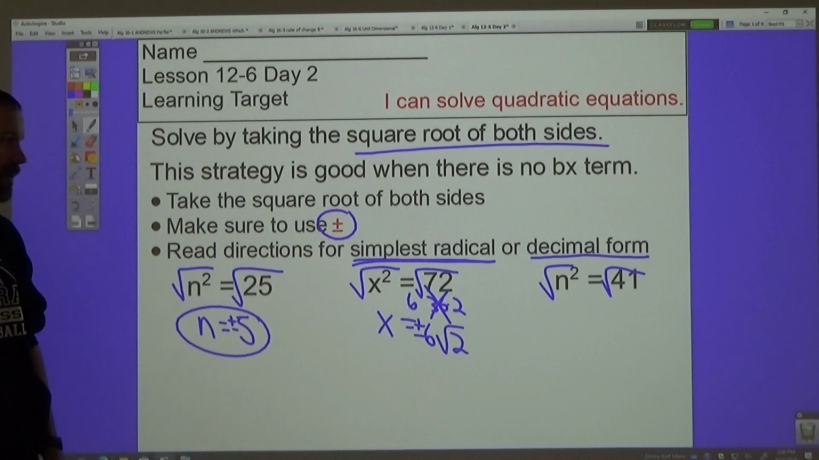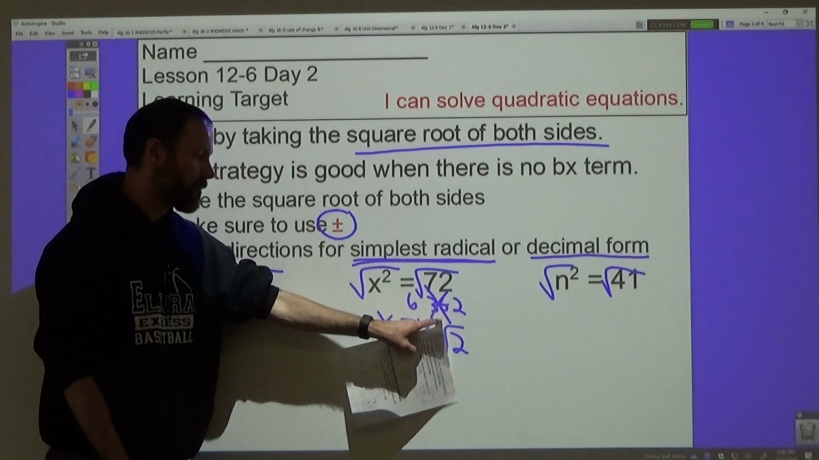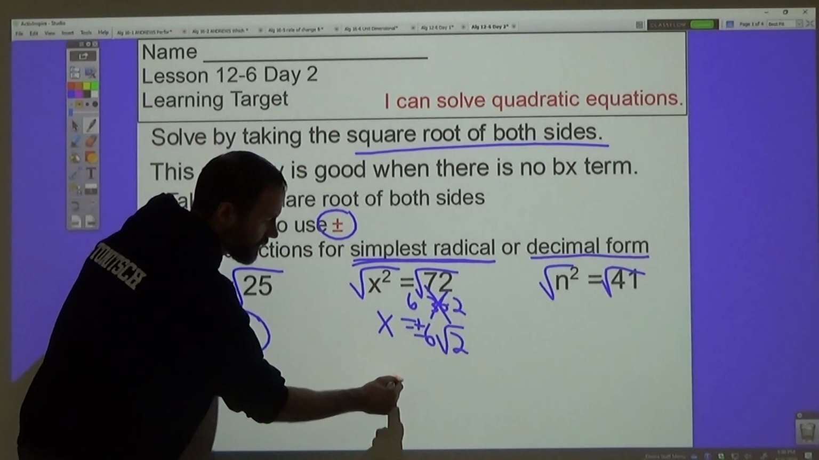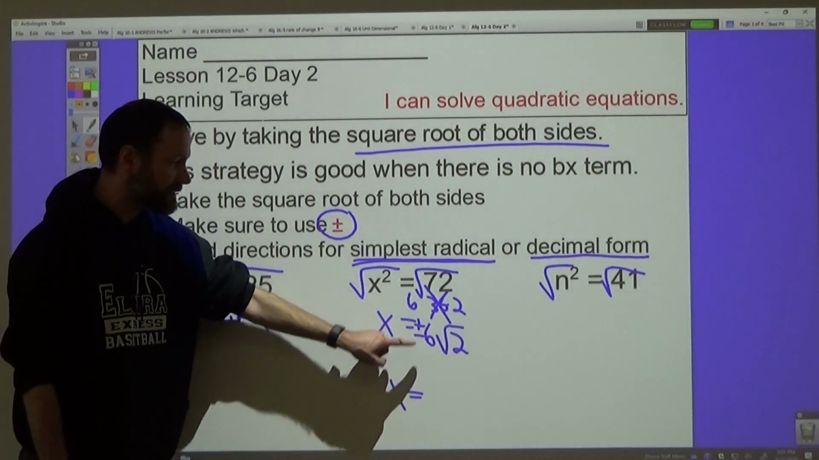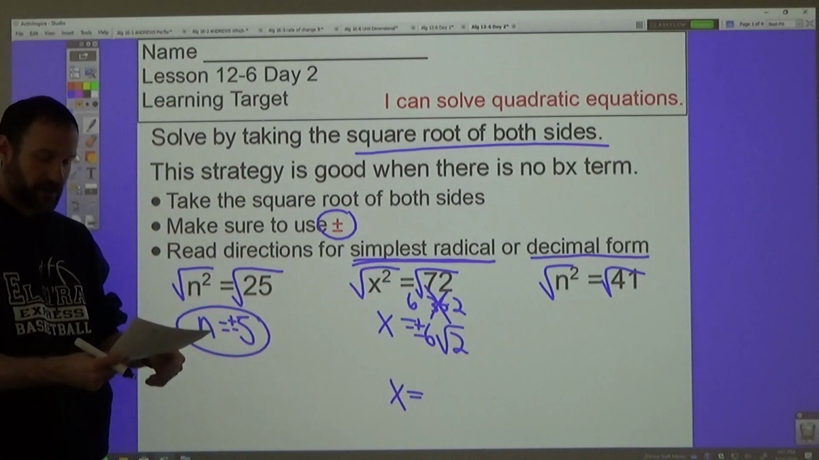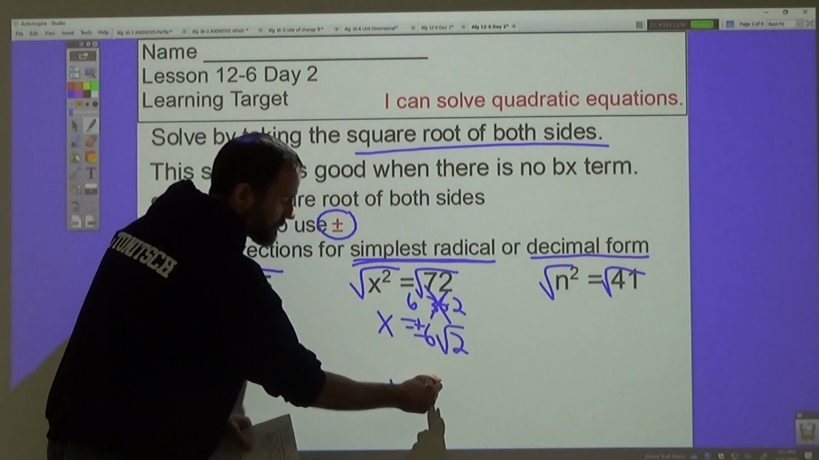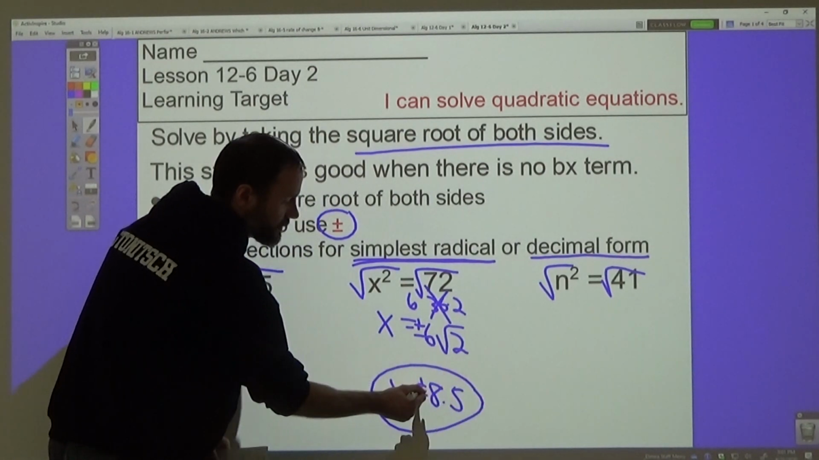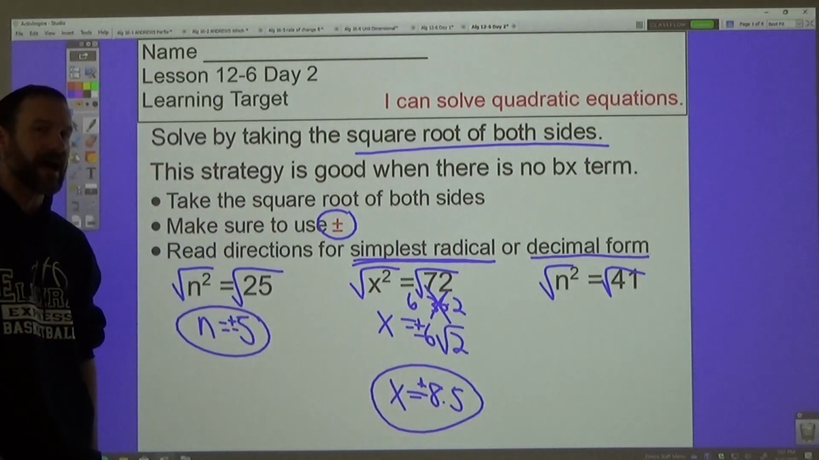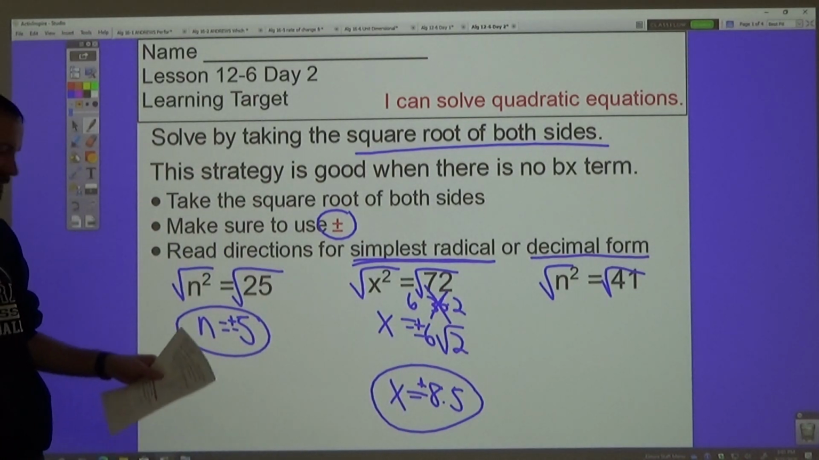As a decimal, you don't have to do this part at all if they ask you it as a decimal. In decimal form, we're taking the square root of x squared, which is x, the square root of 72. Just type it into your calculator. If you type it into your calculator, let's say the directions said to round it to the nearest tenth, you would get x equals plus or minus 8.5.